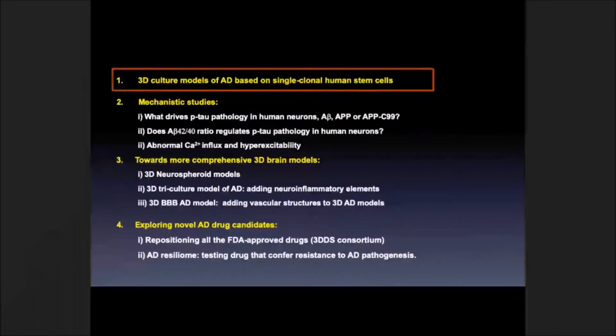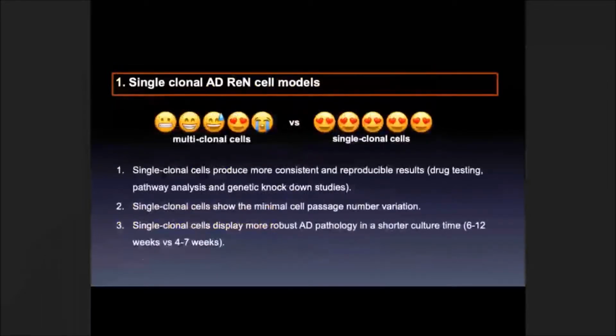But let's start with the single-clonal human stem cell models. And this is the single-clonal. When we first published our AD stem cell models in 2014, one of the technical limitations was that they are very heterogeneous. Heterogeneous cell cultures have a lot of issues: they're not consistent or reproducible, which causes problems for drug testing and genetics. And you cannot even distribute them as cell models because every time you have it, there are changes.